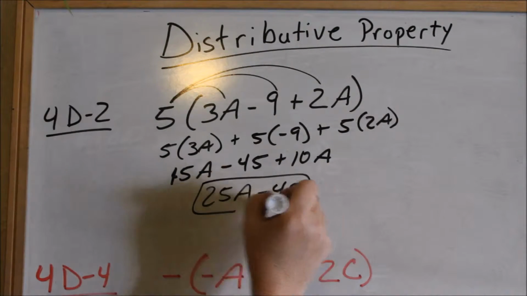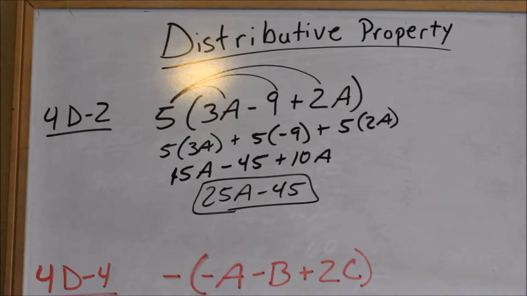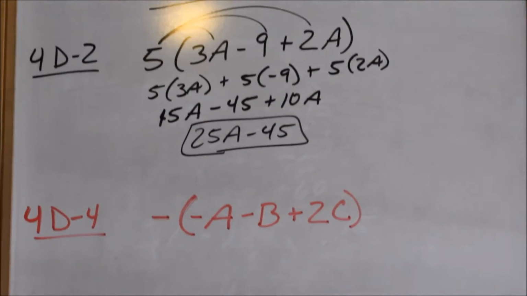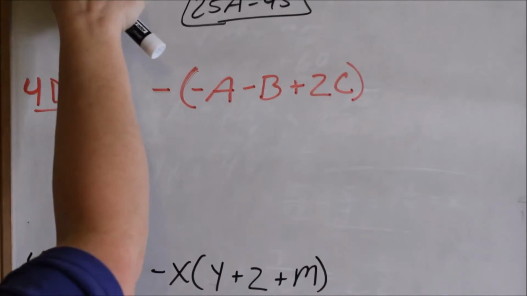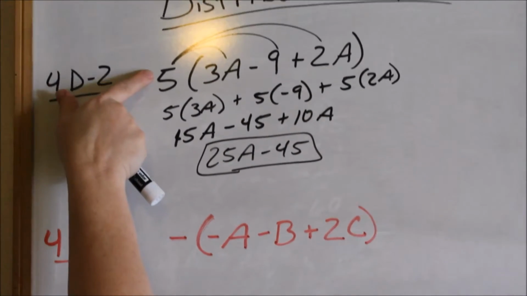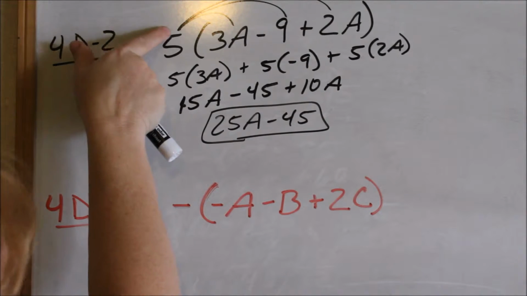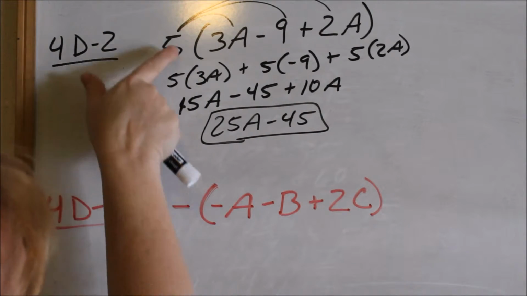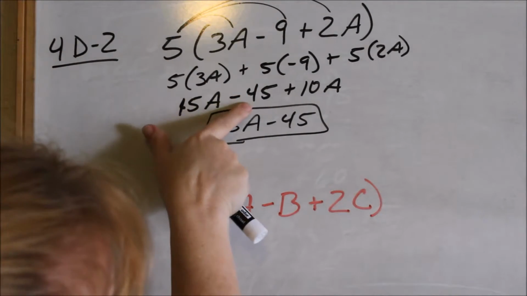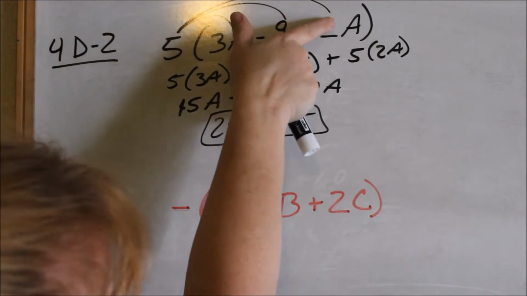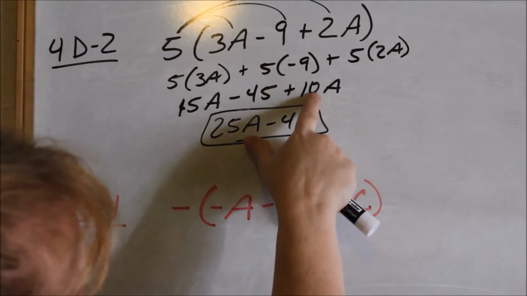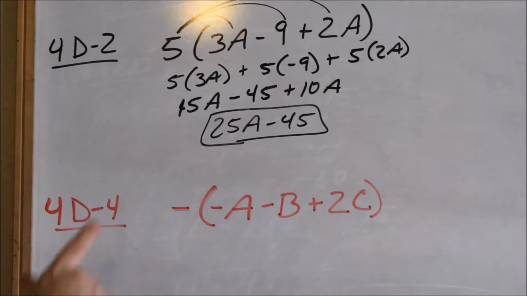So Matthew C might not have this as a final answer, but I recommend simplifying it all the way down to this. Okay, that was 4D2. So you can even go to this step. 5 times 3a, numbers to numbers, letters to letters. 5 times 3, 15a. 5 times a negative 9, negative 45. 5 times a positive 2a, because 5 times 2 is 10a. So most of the times I will just jump to this step right here.